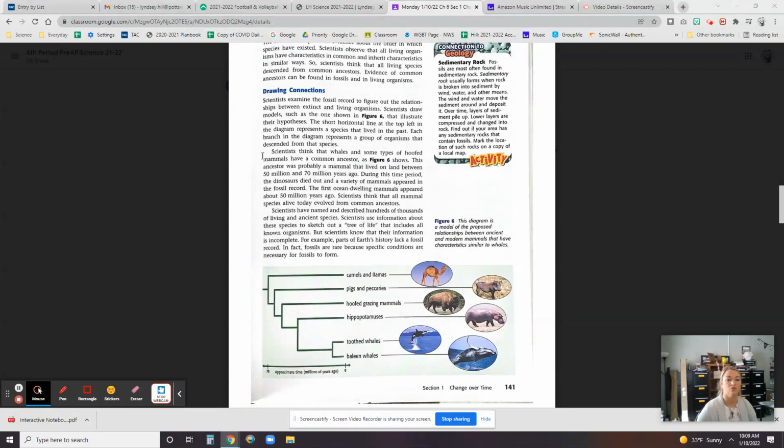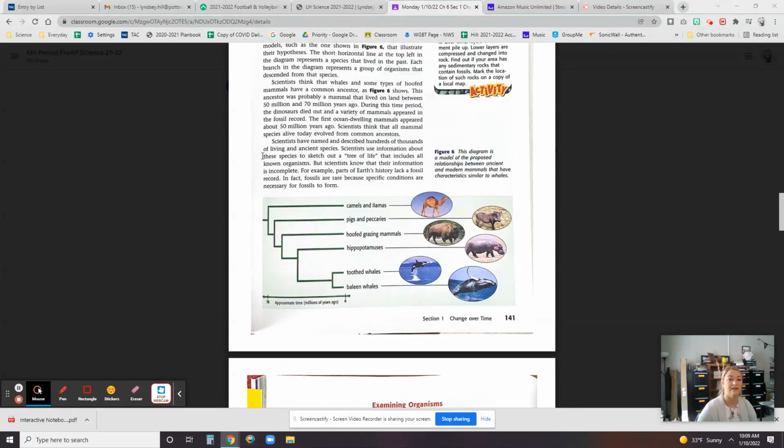The first ocean-dwelling mammals appeared about 50 million years ago. Scientists think that all mammal species alive today evolved from common ancestors. Scientists have named and described hundreds of thousands of living and ancient species. Scientists use information about these species to sketch out a tree of life that includes all known organisms. But scientists know that their information is incomplete. For example, parts of the Earth's history lack a fossil record. In fact, fossils are rare because specific conditions are necessary for fossils to form.